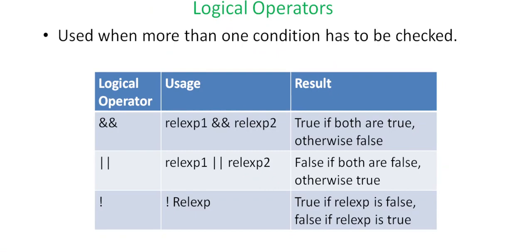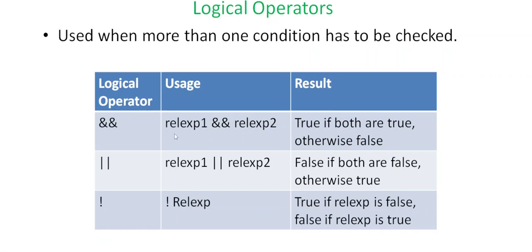Logical operators. Whenever you have one expression which may result in true or false, and another expression which may result in true or false, then you can use logical operators to check what happens if both are true, both are false, or one is true and another one is false. So they are written like this. Here you can see the logical operator.